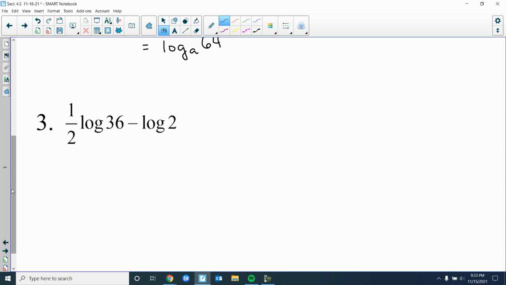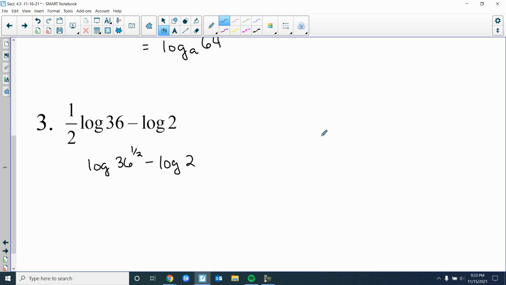All right, take a look at this last one. Okay, so I got a constant out in front, and then I got a minus. So we kind of got to do order of operations. I got to take care of this power. So that becomes log of 36 to the 1/2 minus log of 2.